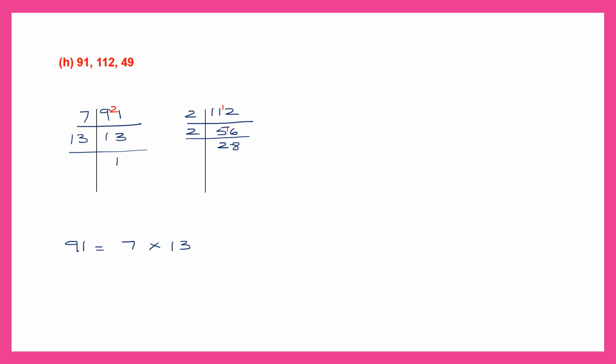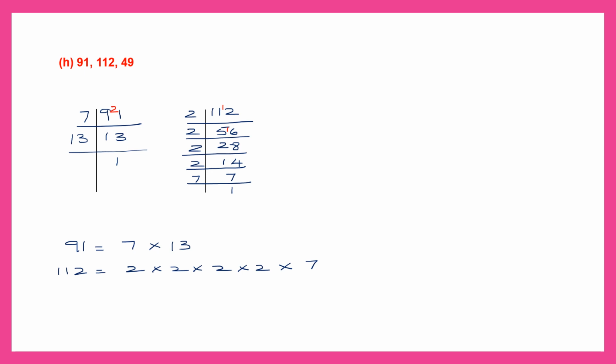2 8s are 16. Continue with 2. 2 1s are 2. 2 4s are 8. 14. Again, 2 7s are 14. This time we can do it with 7. 7 1s are 7. So what are the prime factors of 112? Write all the 2's. There are 4 2's. 1, 2, 3 and 4, and then we have a 7.